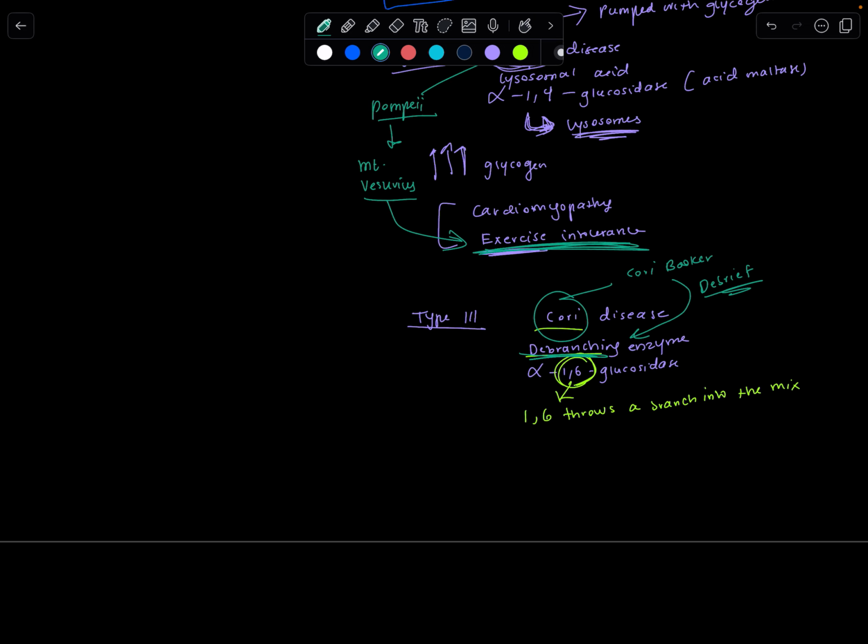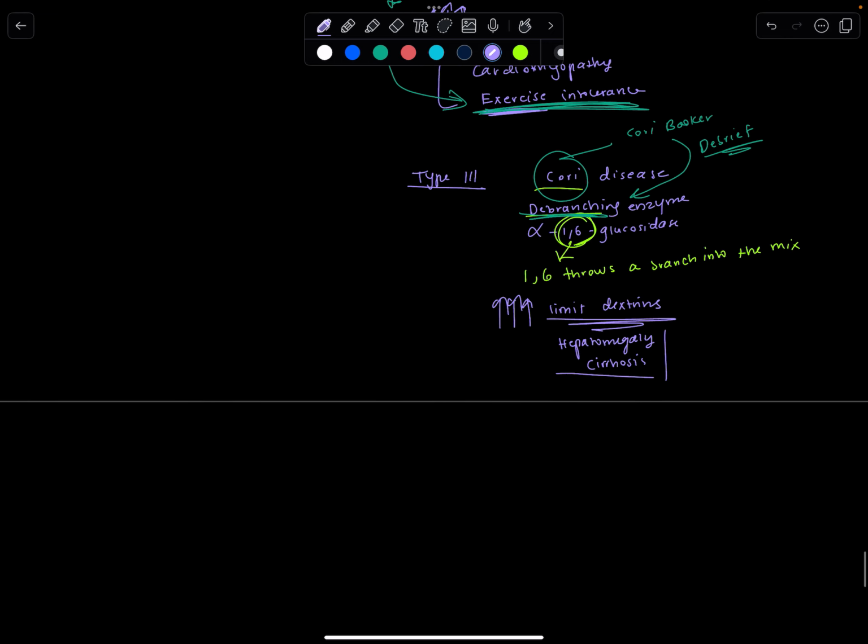And in this disease, the main thing that you should be able to identify is an increase in something called limit dextrins. Now, when you're not able to remove the branches of glycogen, you're left with these little remnants, and those are limit dextrins. So you're going to have an accumulation of these limit dextrins, and this accumulation can lead to hepatomegaly, which means an enlarged liver, and also cirrhosis, which is liver damage. So that's basically what you need to know for Cori disease.